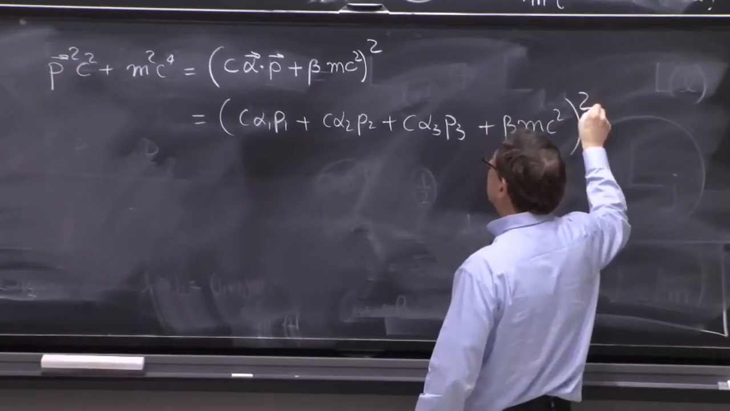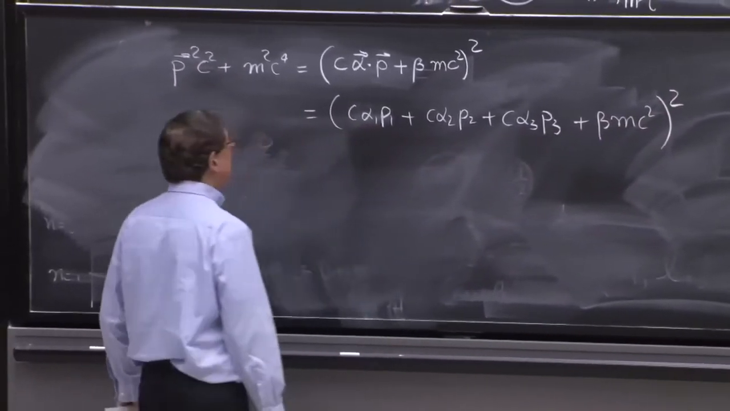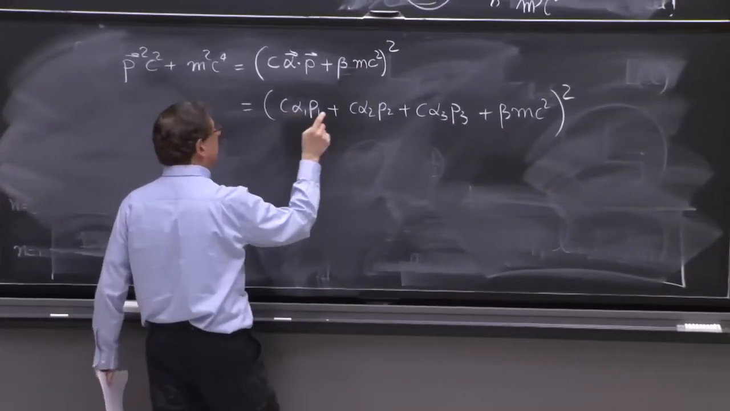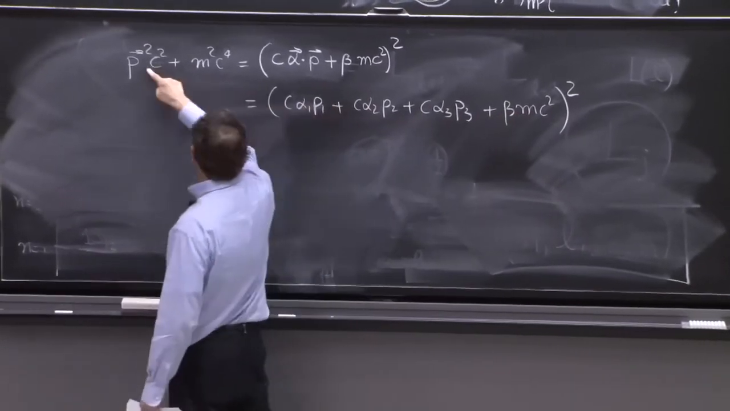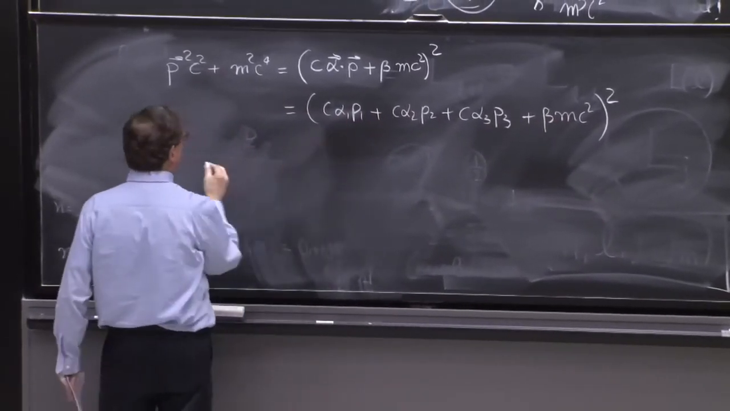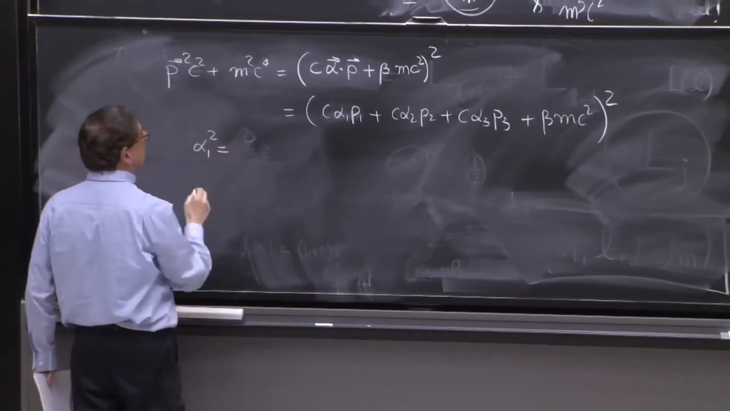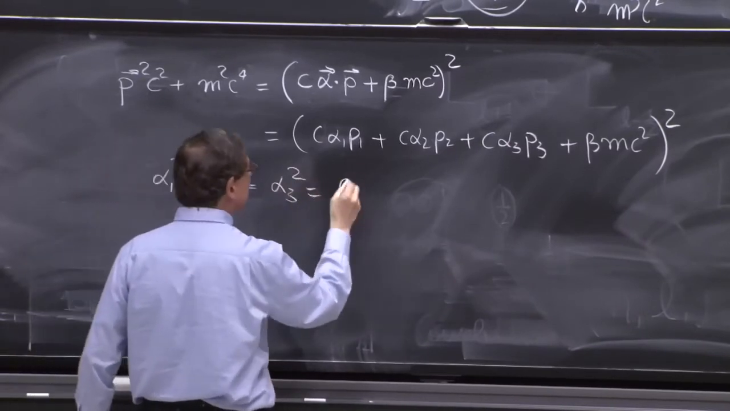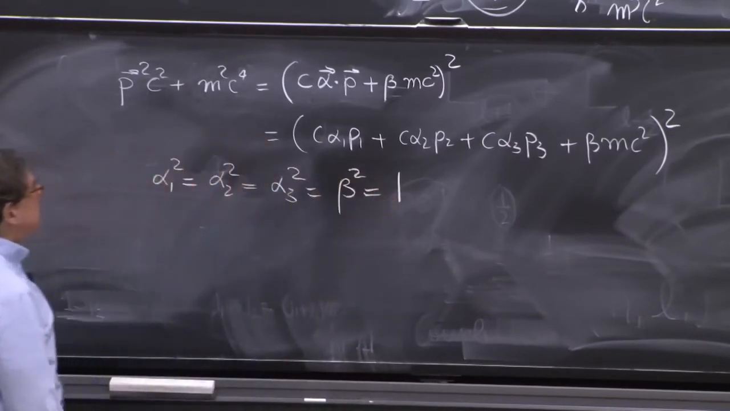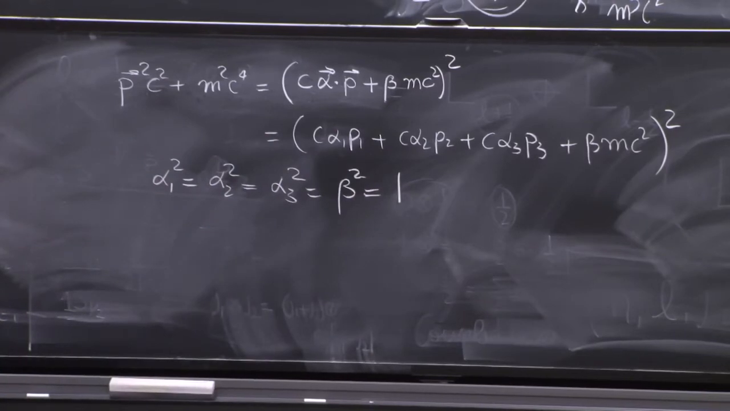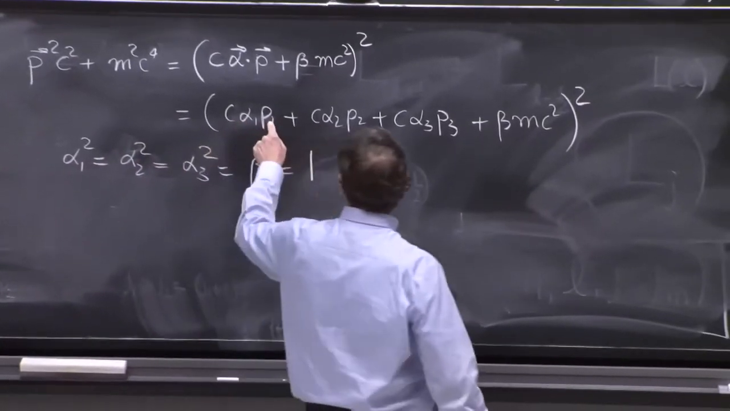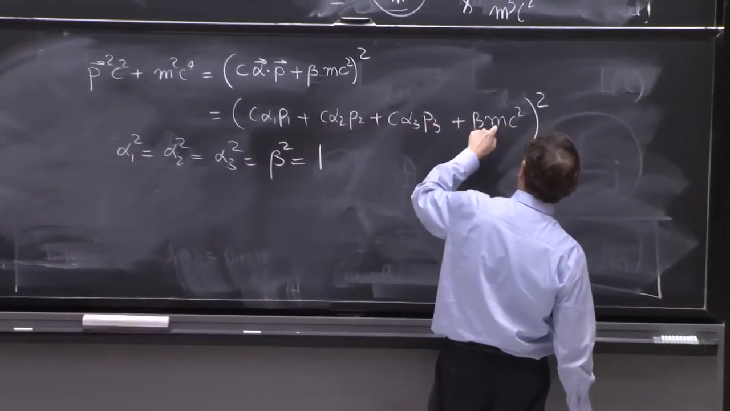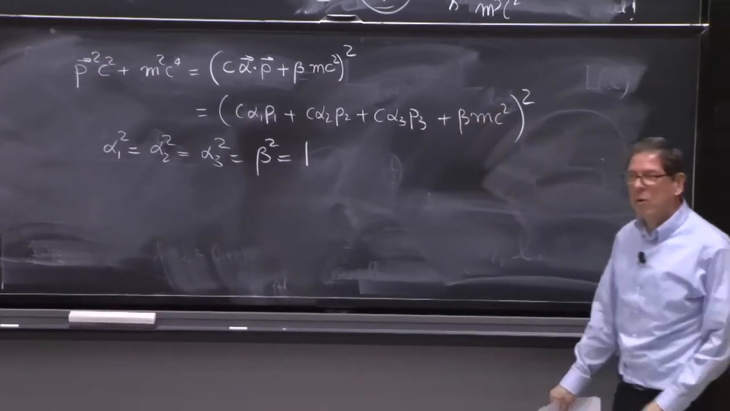So let's list all the things that should happen for this to work out. Well, the square includes the square of this, the square of this, the square of this, and the square of this, and those are what we want. So we should have that alpha 1 squared is equal to alpha 2 squared is equal to alpha 3 squared is equal to beta squared is equal to 1. If that happens, well, this term will give you c squared p1 squared, c squared p2 squared, c squared p3 squared, and m squared c to the fourth, and I get everything to work.